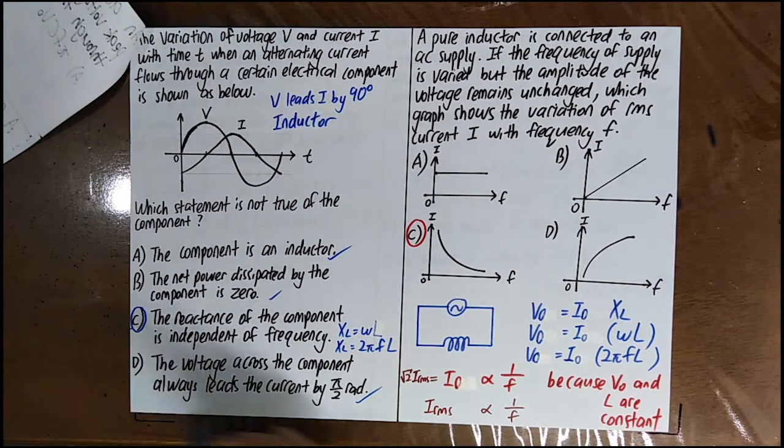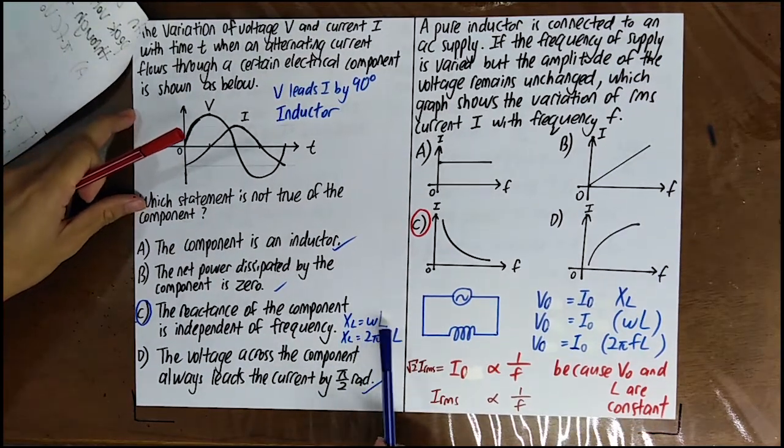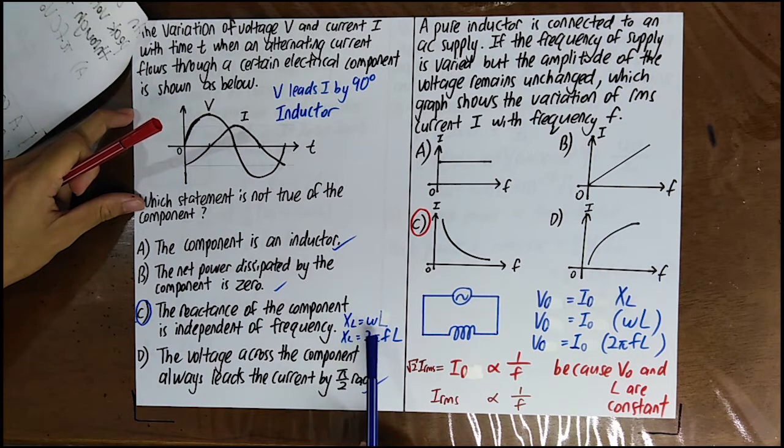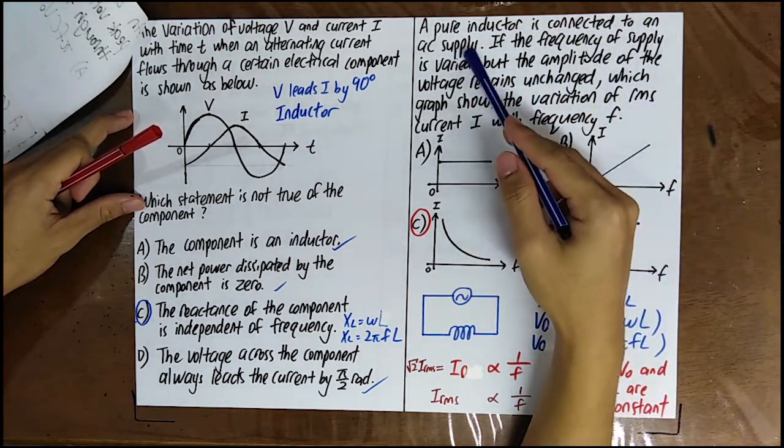The reactance of the component is independent of frequency. The reactance of the inductor is what? Is XL, which is equal to omega L. XL is directly proportional to the frequency. So this is wrong. The voltage leads current by pi over 2 radian, which is 90 degrees. Yes, it's correct.